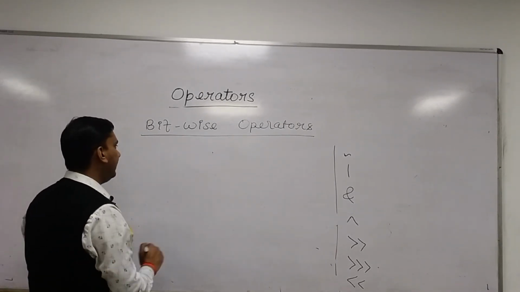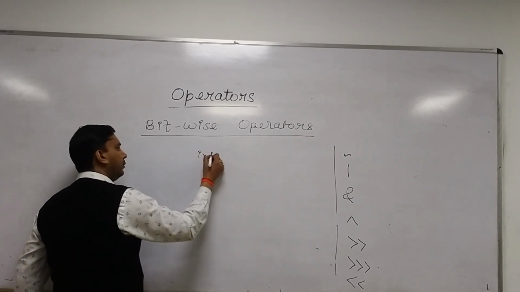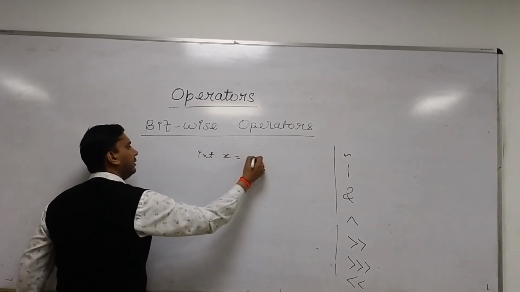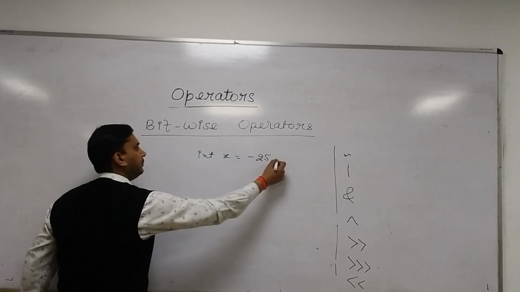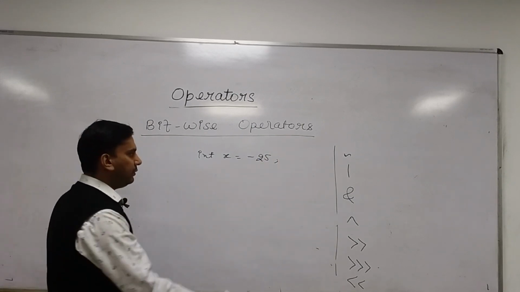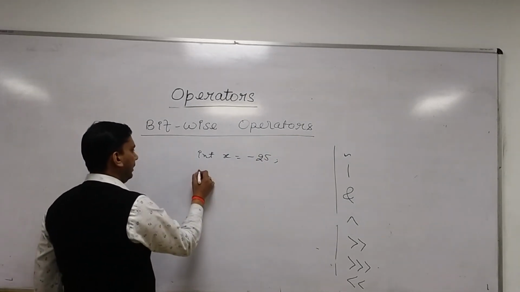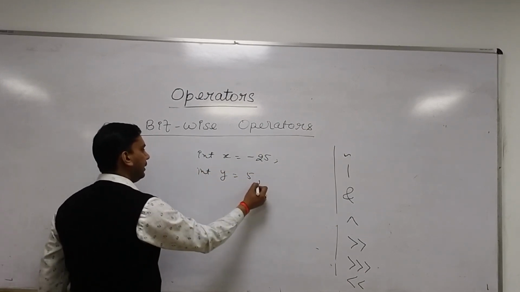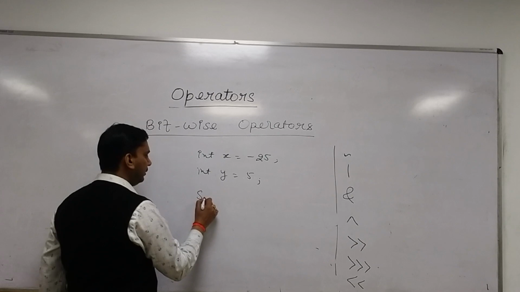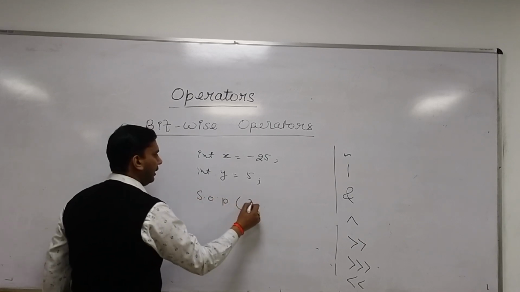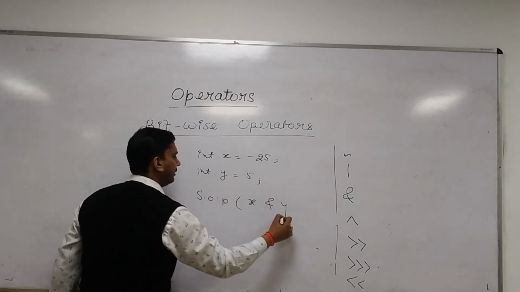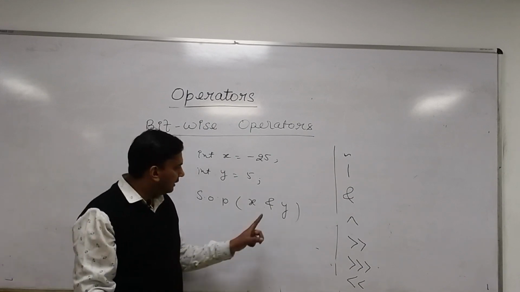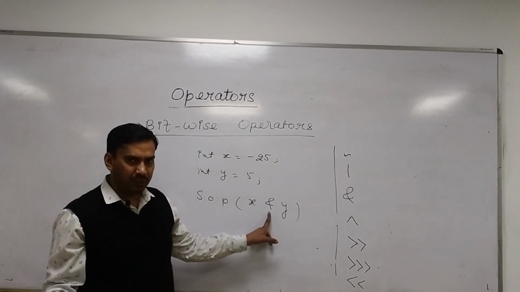So minus 25, let's say I am saying you have to write minus 25 and then perform the operation, let's say int y is 5, and I say calculate the value of x and y. So here, this is the same, again it is operator overloading, you can say.